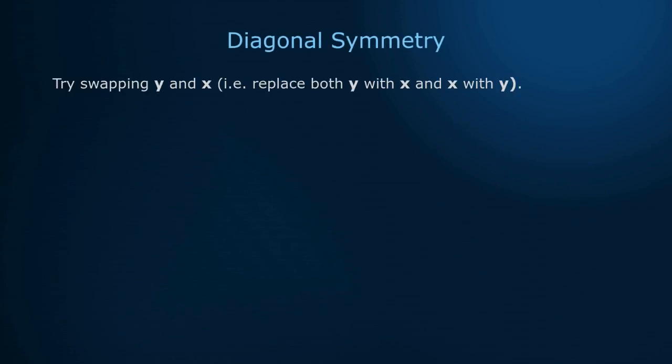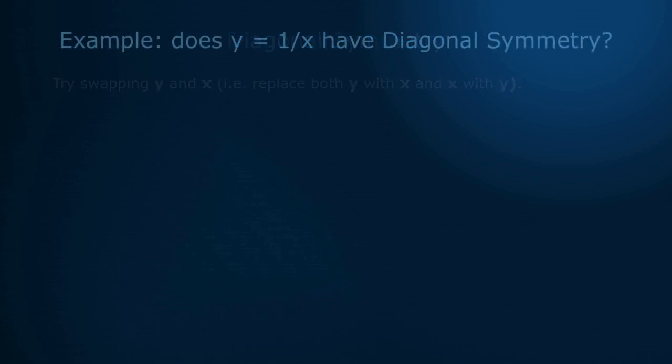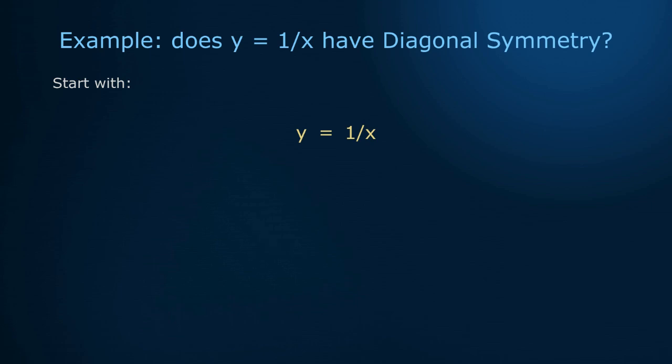Diagonal symmetry. Try swapping y and x, i.e., replace both y with x and x with y. Example: does y equals 1 over x have diagonal symmetry? Start with y equals 1 over x. Try swapping y and x. X equals 1 over y.